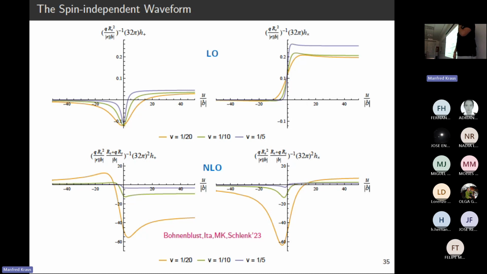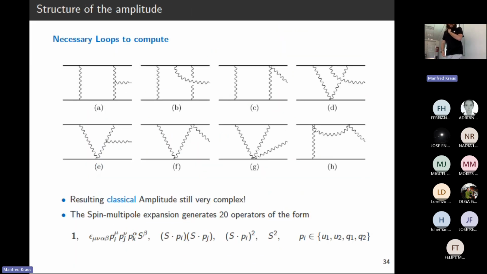I cannot show you the spin-dependent waveform. The reason is we were not able to obtain a numerically stable Fourier transformation of these expressions. There's still more work to be done on this side. In higher spin terms, these things become more and more complicated. I think what has been done at the moment in the literature cannot be pushed to higher multipoles.